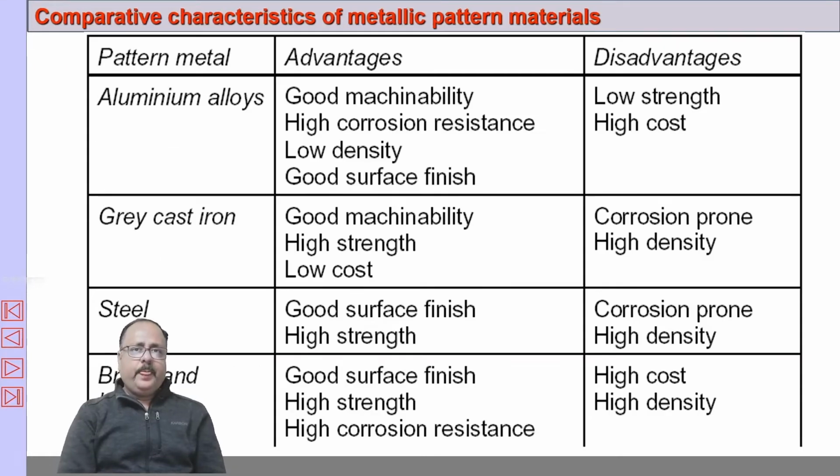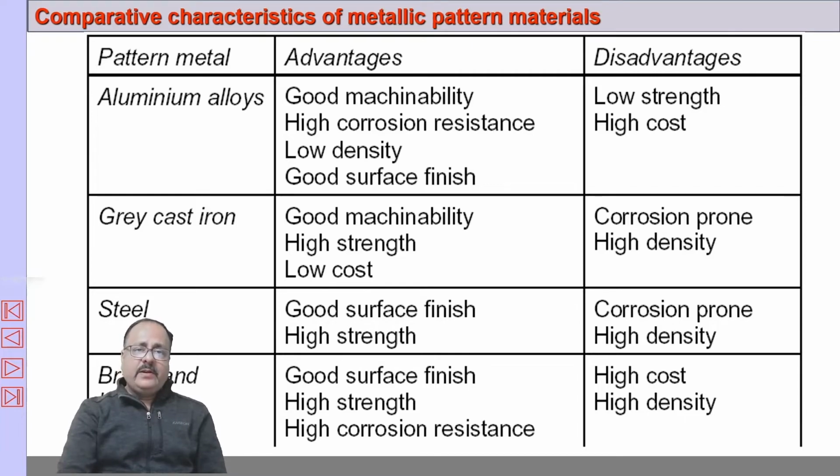This I have taken from P. N. Rao's book. This is the comparative characteristics of all metallic patterns. So these are the advantages and disadvantages of different metallic patterns like aluminum alloys, grey cast iron, steel, brass, and bronze. Some you can see are heavy, some have good machinability, some have low density, that is lighter, some take good surface finish, some are corrosion prone. So these are certain advantages of metallic patterns.